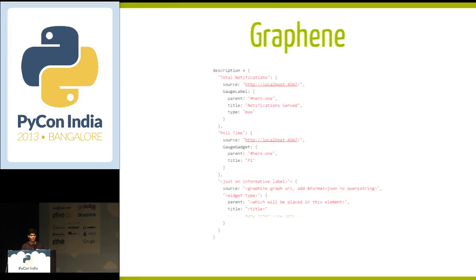So I was talking about Graphene. Graphene will accept a Graphite URL. You just need to provide a Graphite URL to the source, and it will generate graphs on its own. It also accepts a lot of other parameters like the parent graph. If you want to generate a sophisticated kind of graphing system, it will accept a parent element and a title which you can give.